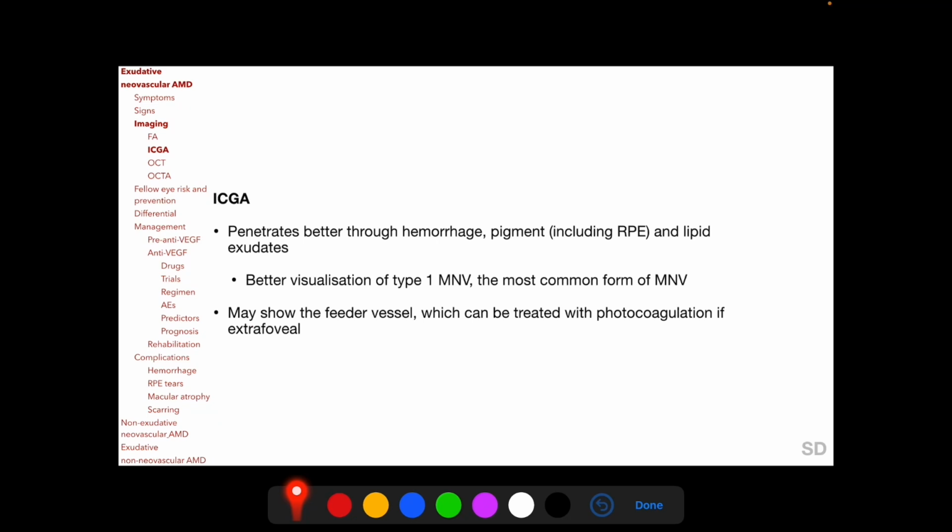ICGA wavelengths penetrate better through hemorrhage, pigment and lipid exudates and thus provide better visualization of type 1 MNV, which is the most common form of MNV. So in a type 1 MNV, fluorescent angiography is not able to detect the MNV itself, which ICGA can. And ICGA may show the feeder vessel of the MNV, which can be treated with photocoagulation if extrafoveal.